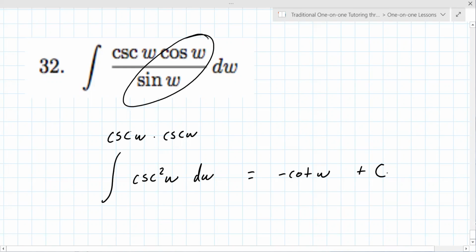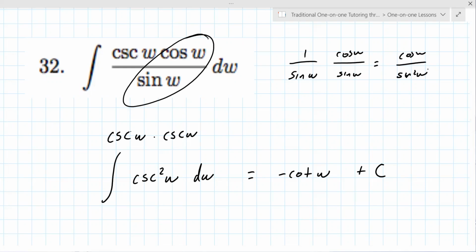But if you wrote cosecant as 1 over sine W, cosine W, and then sine W, maybe you would go the wrong direction here because you get sine squared W like that. Not sure. But it is not a bad antiderivative once you kind of see it.